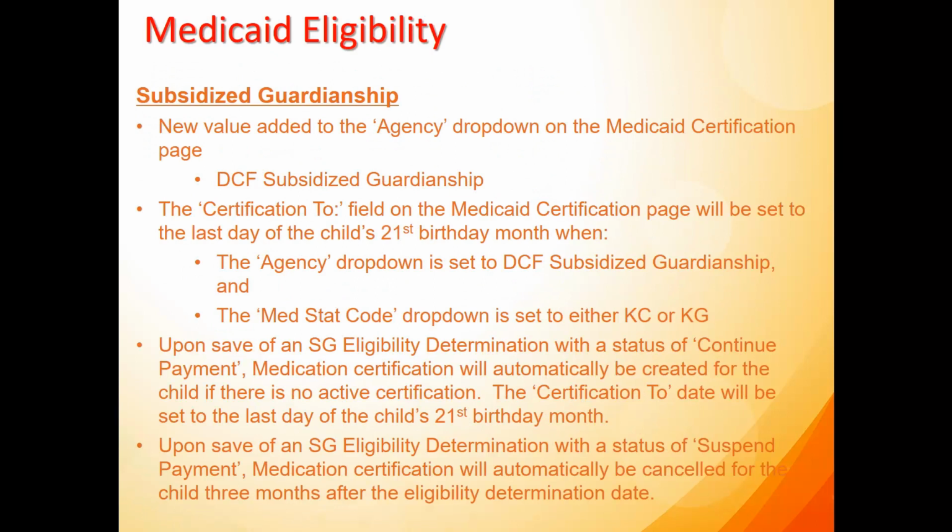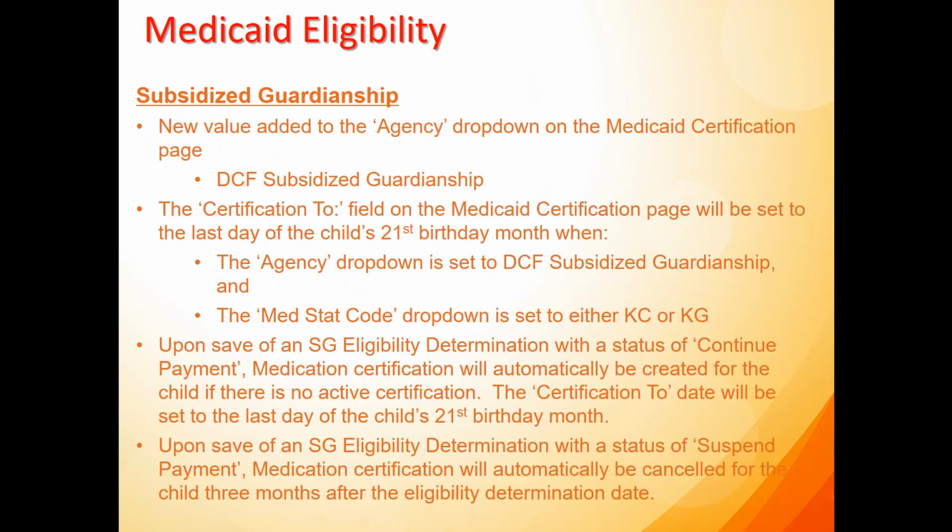A number of changes were made to the Medicaid eligibility process with this release to make the process more efficient. The first set of changes is related to certification for children in a subsidized guardianship. A new agency value will be added to the Medicaid certification page dropdown of DCF subsidized guardianship. If the agency is set to DCF subsidized guardianship for a certification and the MedStat code is KC or KG, the certification to date will be set to the last day of the child's 21st birthday month.